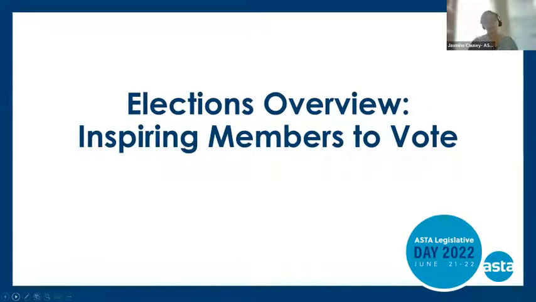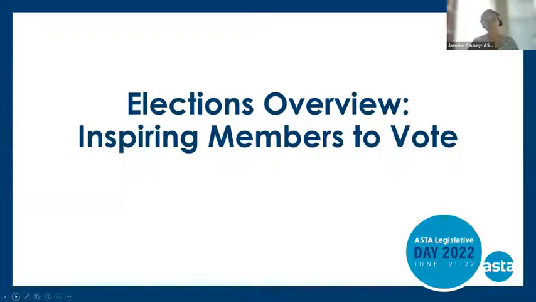All right, before we move on to our next topic, which is our elections overview, does anyone have any questions about meetings and best practices for the types of meetings that your chapter is most likely going to have? All right. Seeing none, we're going to move on to our next topic, which is our election overview, inspiring members to vote.